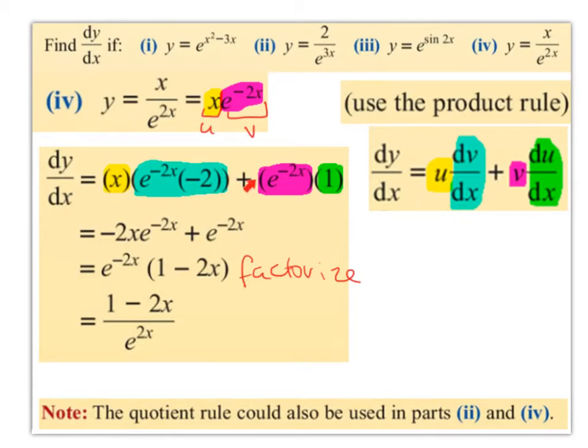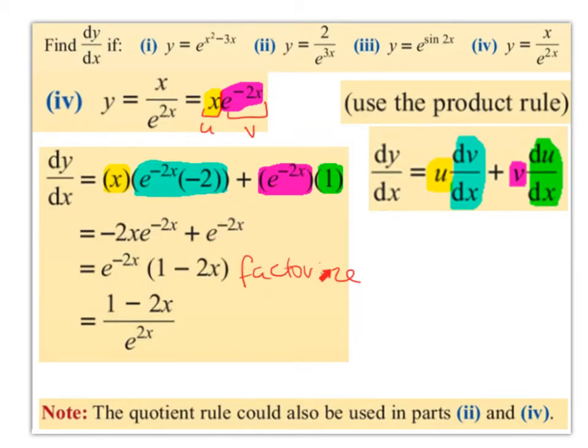Then we have plus. Then we have v, which is e to the power minus 2x, multiplied by du dx, the derivative of u, so the derivative of x is just 1. Then we simplify. So the minus 2 comes in front, then the x, and then we stick on e to the power minus 2x. So we've minus 2x e to the power minus 2x. Then we simplify over here. So e to the power of minus 2x times 1 is just e to the power of minus 2x.